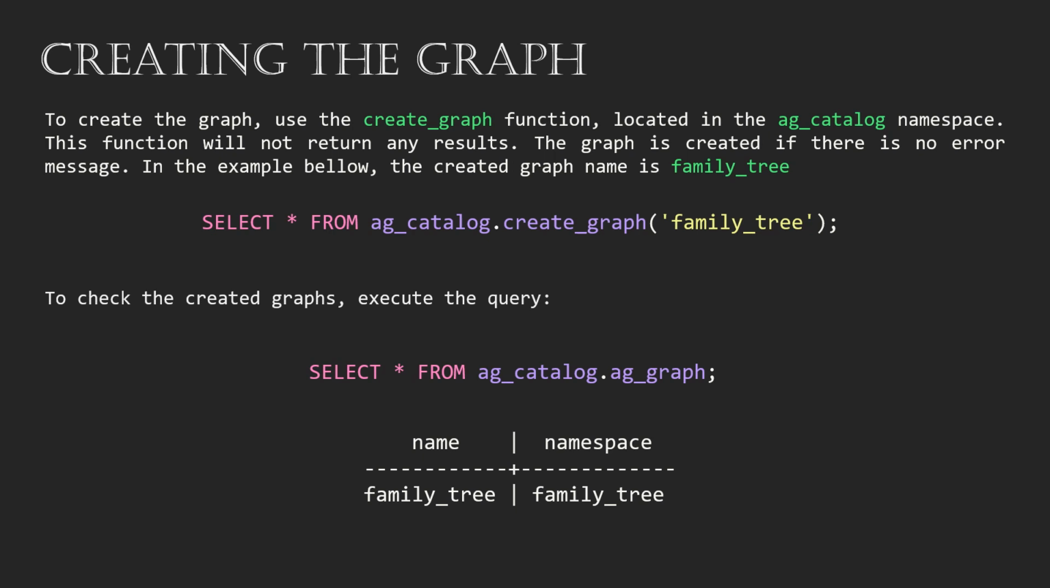Now we need to add the vertices and edges to our graph. Each vertex will be a person and will have a name, their titles, the year the person was born, and the year he or she died. The edges will represent the relationship between them.